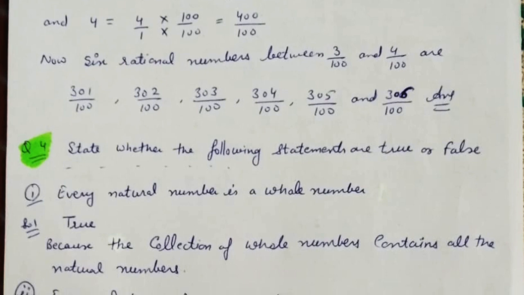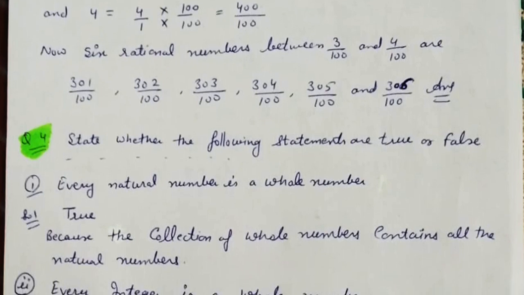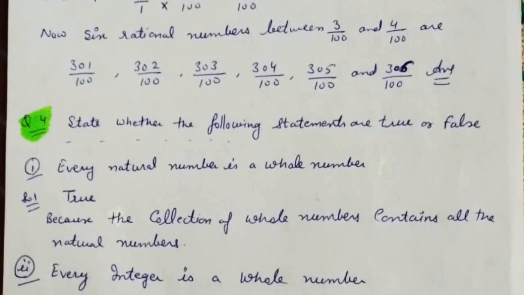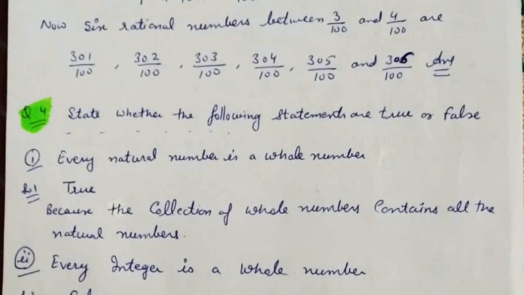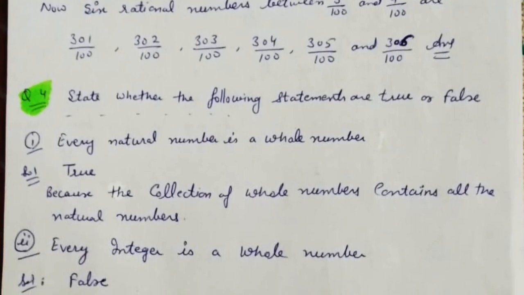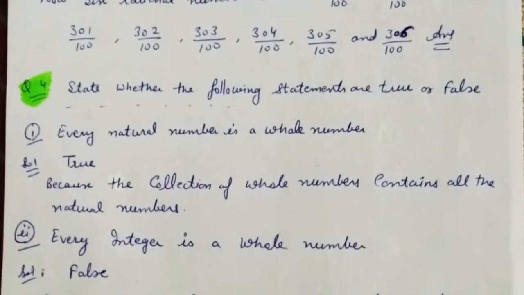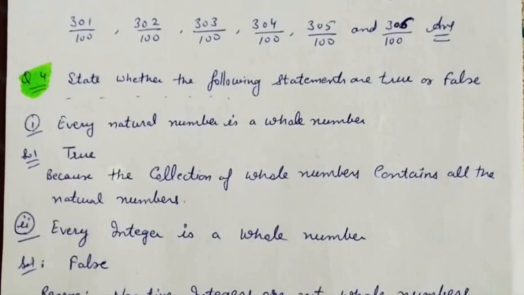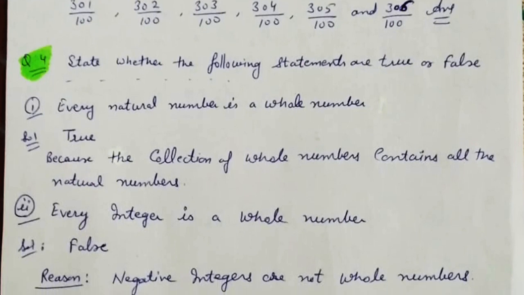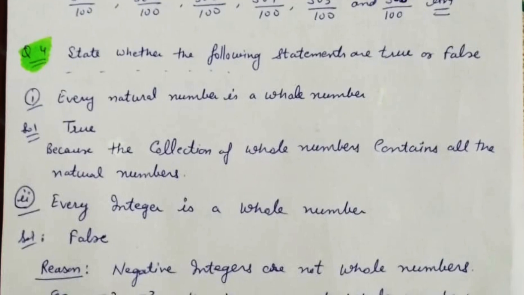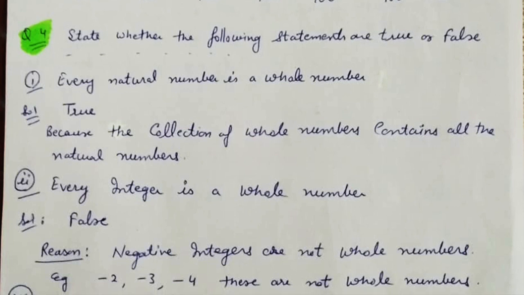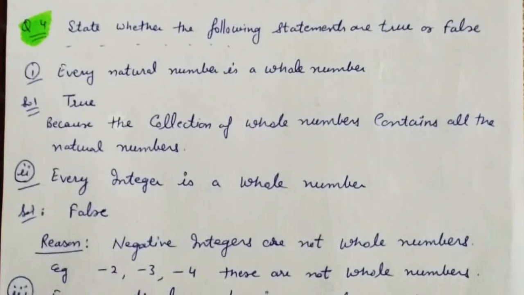Now the next, question number 4. State whether the following statements are true or false. The first one, you have to justify the answer with an example also. The first, every natural number is a whole number. So the answer is true. Why? Because the collection of whole numbers contains all the natural numbers. You know the definition I have already given. The whole numbers contain all the natural numbers. So every natural number is a whole number.